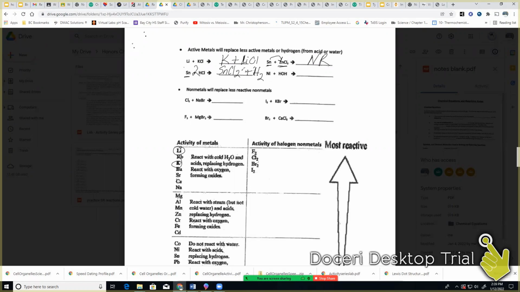The tin replaces the hydrogen. Because if you look down a little bit farther, I don't have mine pulled up, but see where hydrogen is under the metals. So it's the exception, even though it's not a metal, it acts as a metal. So it's always going to be replaced by a metal in these types of reactions.